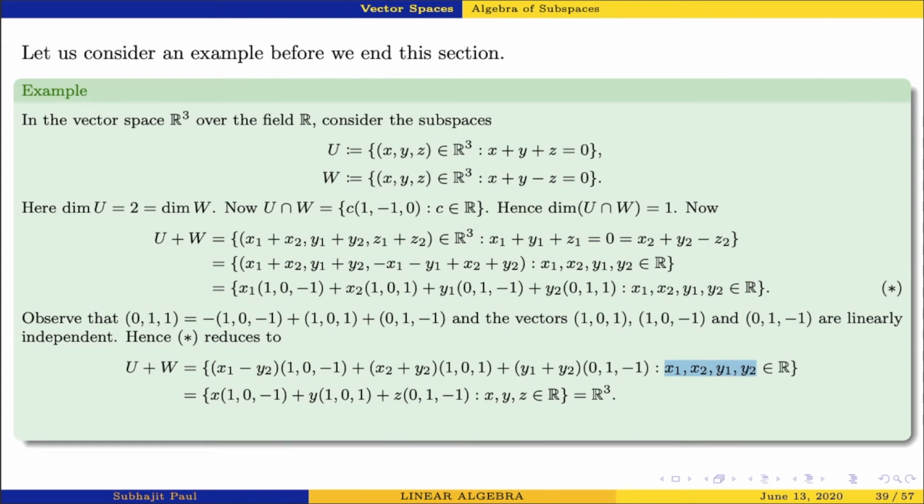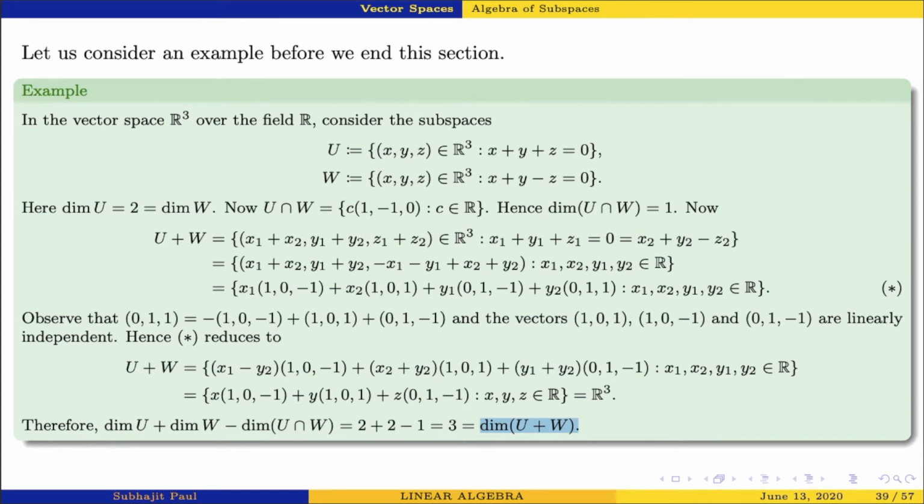So therefore, dimension of U plus W minus dimension of U intersection W. Dimension of U was 2, dimension of W was 2, dimension of U intersection W was 1. So this one is 2 plus 2 minus 1, that is 3, and that is indeed the dimension of U plus W as well. So this finishes the section on algebra of subspaces.